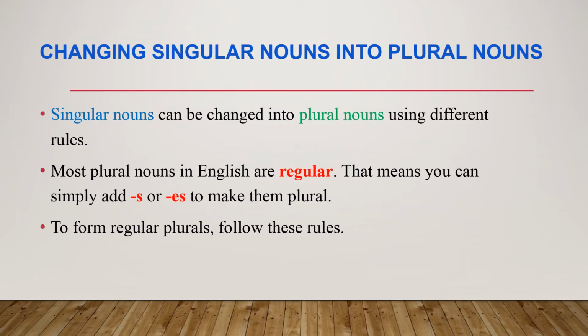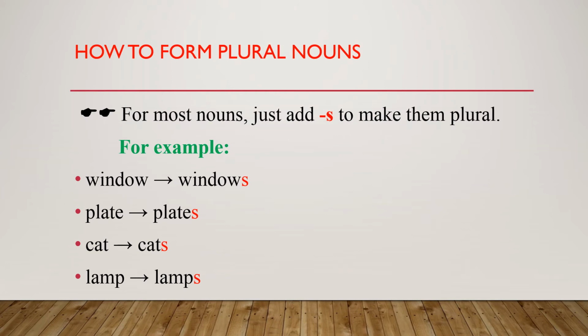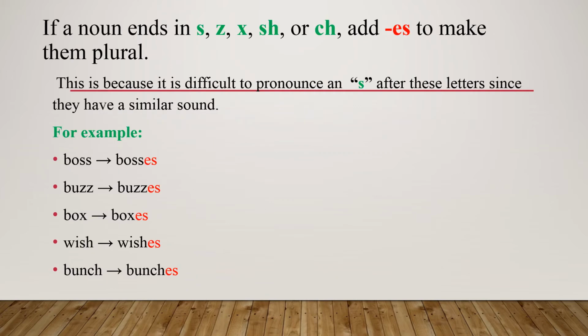Now, how can we change from singular to plural nouns? How to form plural nouns? Singular nouns can be changed into plural nouns using different rules. Most plural nouns in English are regular. That means you can simply add s or es to make them plural. To form regular plurals, follow these rules. For example, we've got window, windows, one plate, two plates, one cat, three cats, one lamp, maybe 100 lamps. This is for regular nouns.